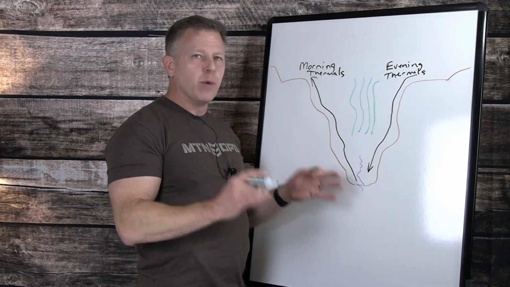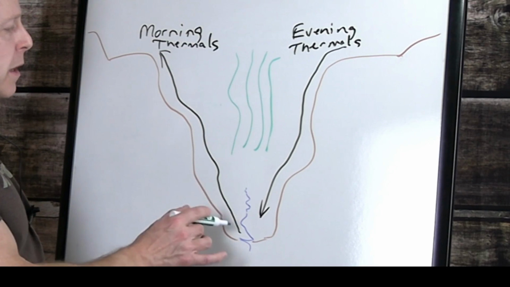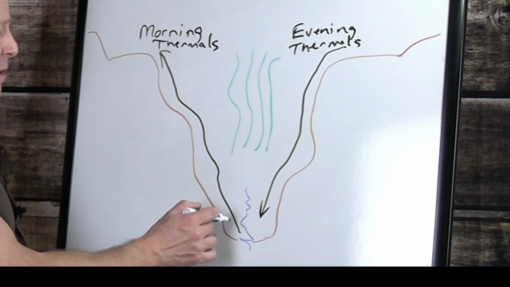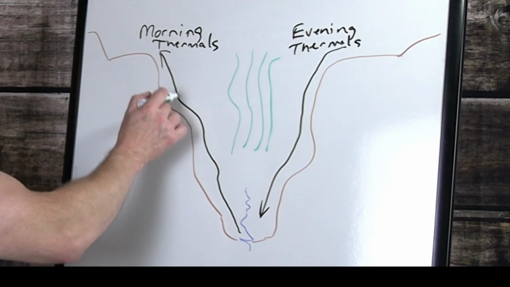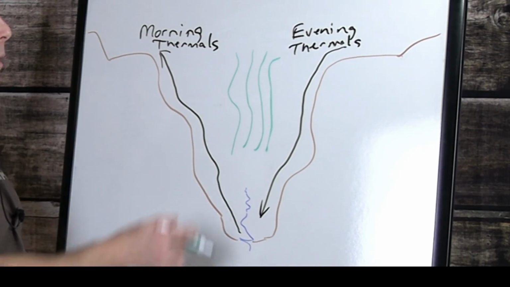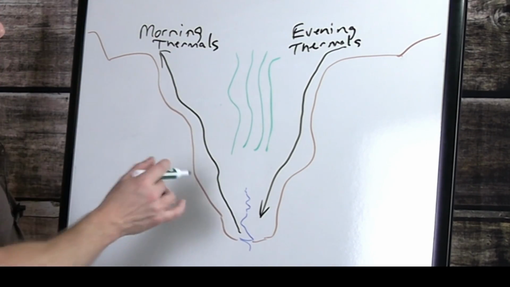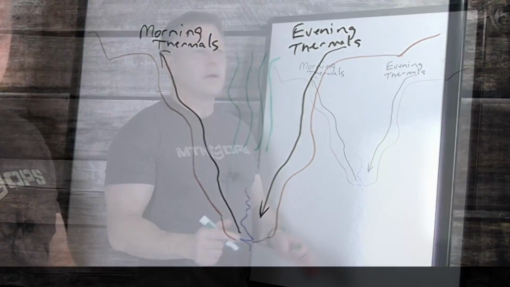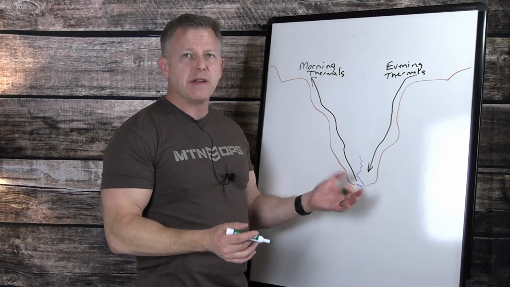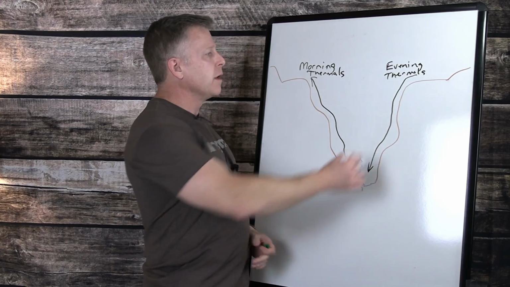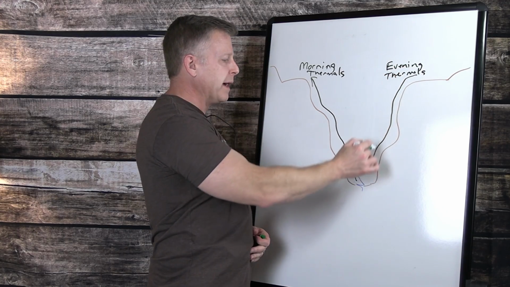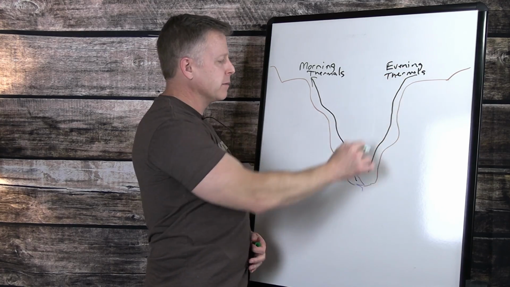But on the most basic level, in the morning, as hot air rises, the thermals will push up the mountain or up the hill. So that's how it will go. And then on the reverse side of things, when you get into the evening and the air starts to cool, those same thermals will pull down the hill or down the mountain away from you.